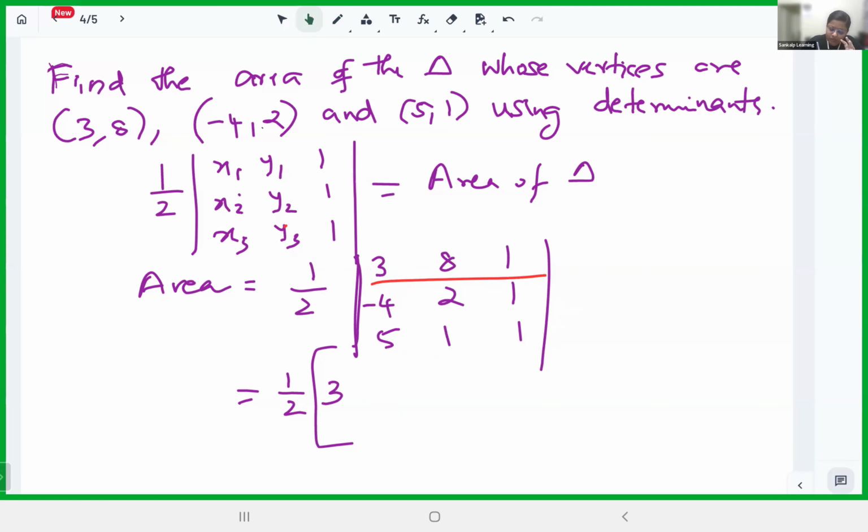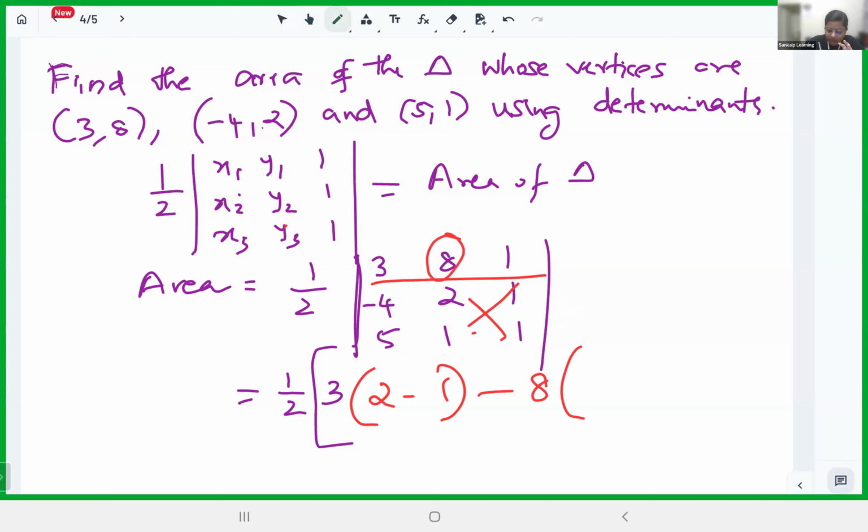This is the minor, right? So what is the determinant of that particular minor? You have to cross multiply, right? 2 into 1 is 2 and 1 into 1 is 1. So it is 2 minus 1. Then you put a minus there.